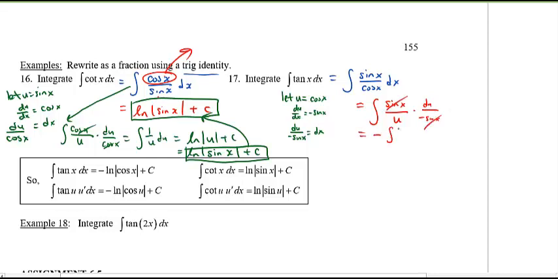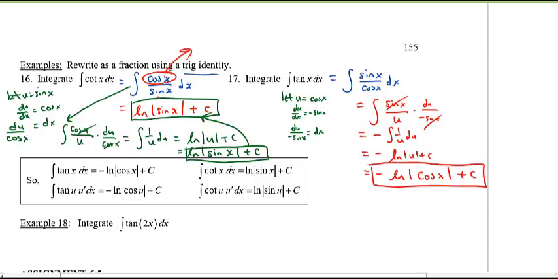I've got this negative in front, no worries. Just like a constant, natural log of u plus c. I can then replace the u with cosine of x, no worries, because I am done. And by the way, that's where we get these lovely formulas from: number 16, number 17. And yes, you should memorize them, and also their chain rule equivalents, where if I replace x with u, you need that extra factor of u prime. Same thing here. You need that extra factor of u prime.